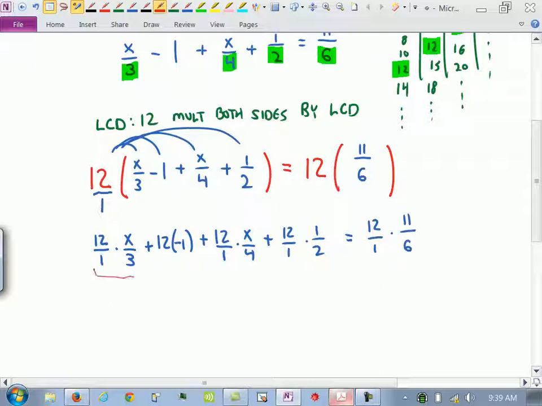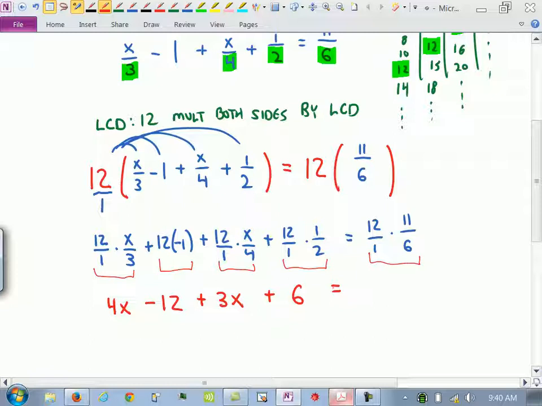So if you want to look at it this way, we have that multiplication, that one, that one. So 4 of them on the left and 1 on the right. So what happens here? The first multiplication here, 12 and 3 becomes 12 over 3 becomes a 4. So we have 4x. What's 12 times negative 1? Negative 12. And then on the third multiplication there, 12 divided by 4 is 3. So we get plus 3x. And on the last one on the left side becomes a what? Plus 6. Equals. Now on the right side, I can do 6 goes into 12 twice.